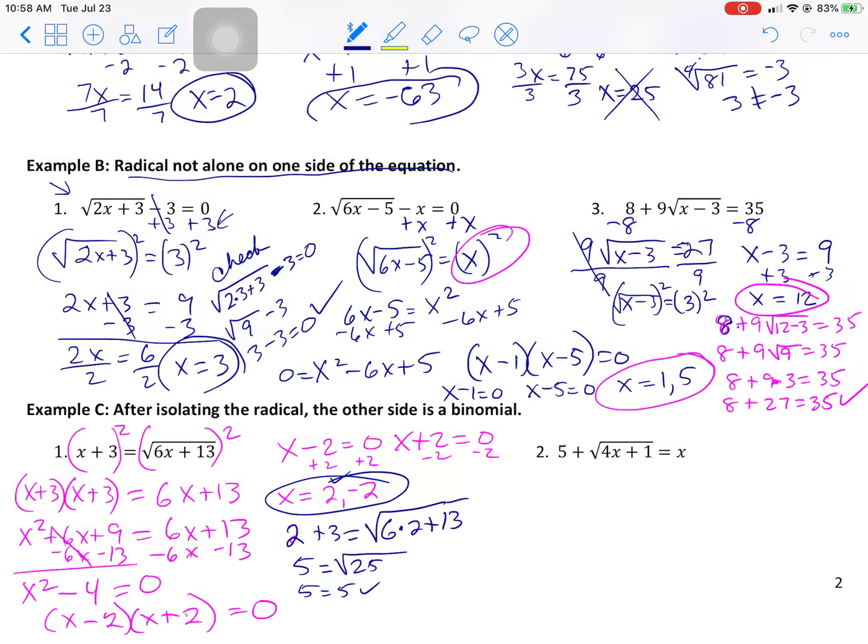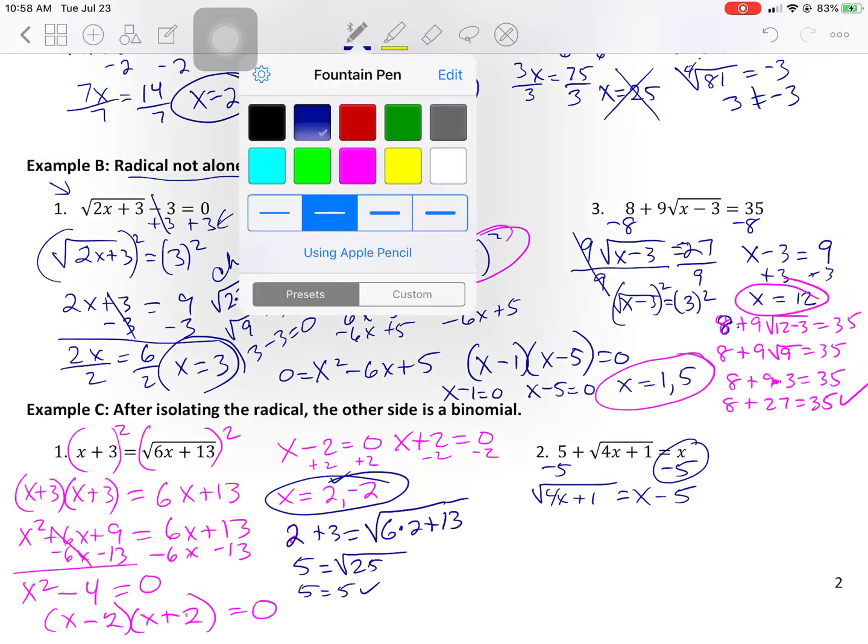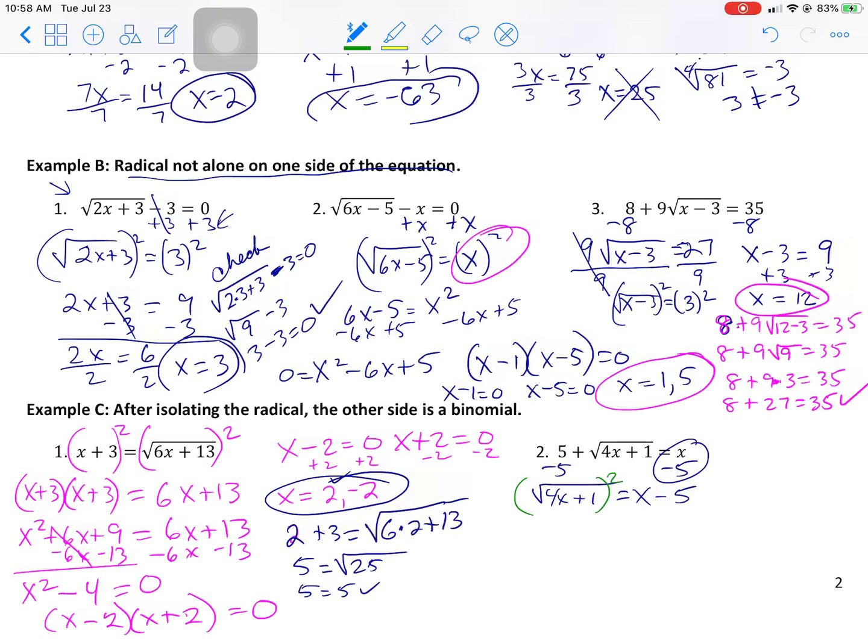All right, let's try this one. The radical is not alone on one side. Move the constant term away. So then the radical is alone on one side. And these are not like terms. Do not add them together. That's a binomial now. So that means you need to square that. So this is going to be the radicand alone, but this side's going to be x minus 5 times x minus 5. I recommend writing that twice so you don't mess up the FOIL, okay?